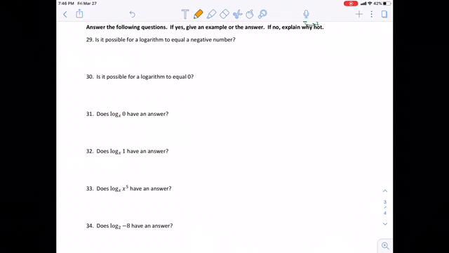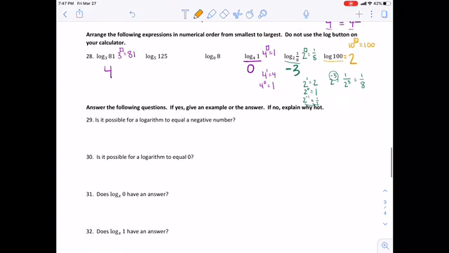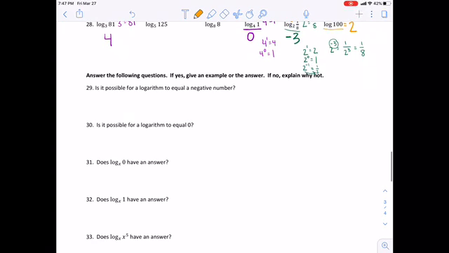Well, remember how the logarithm tells us the exponent. We use it when we're looking for the exponent. So I want to know, is it possible to have a negative exponent? Well, yeah, it is. In fact, we just did it right here on our previous problem. So I can say that yes, a log can equal a negative number because you can have a negative exponent.